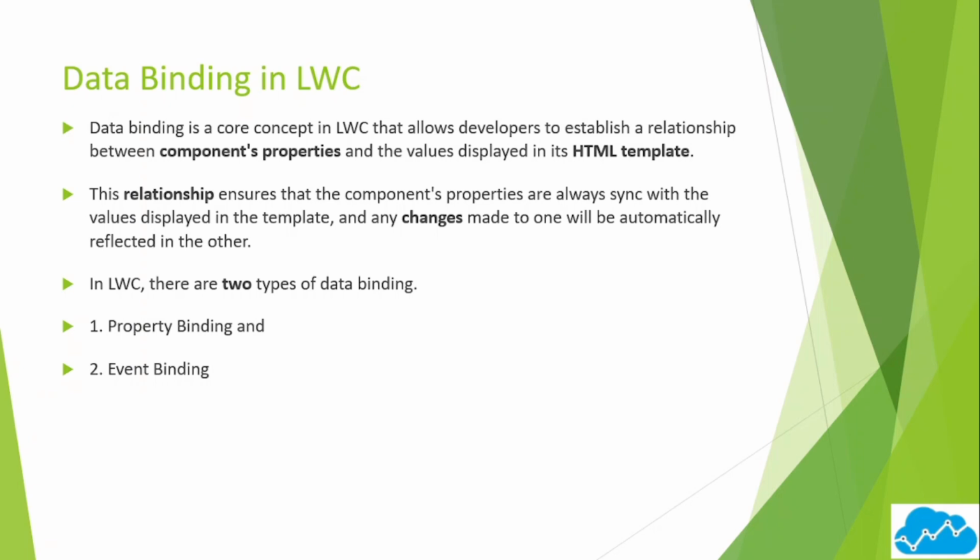So properties we are defining in the controller or in the JavaScript file, and in the template HTML file we are binding that property so that this information is getting displayed on the UI. In Lightning Web Components, there are two types of data binding, that is property binding and event binding.